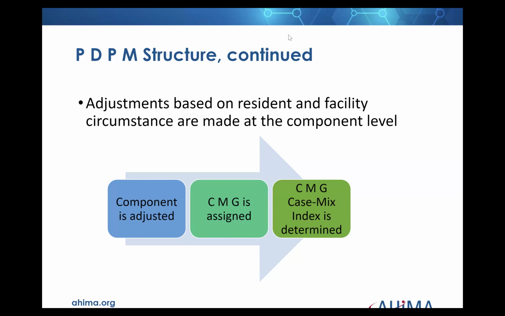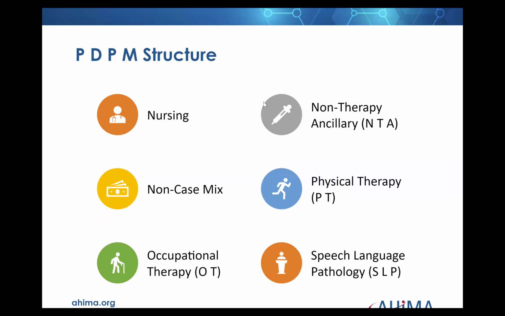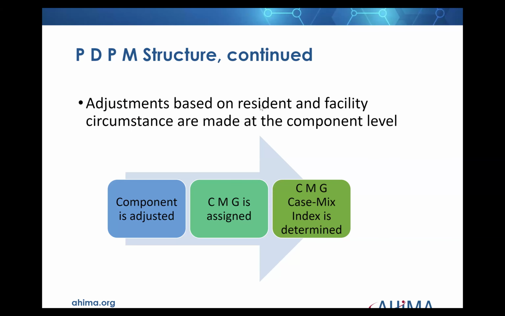Okay, again, this is the CMG, the case mix group. Basically, if you think of it in terms of DRGs or even HCCs, it's a grouping of patients who have similar clinical needs, right? So we can make these adjustments based on these components that we talked about earlier. Then the CMG is assigned, and then we have the case mix index.